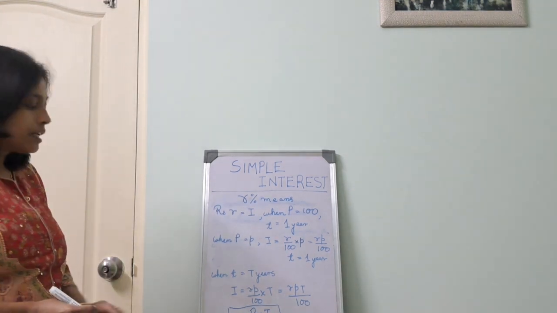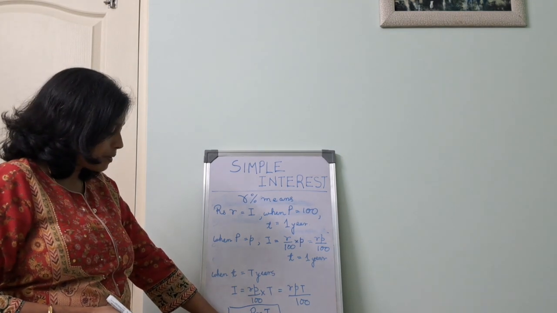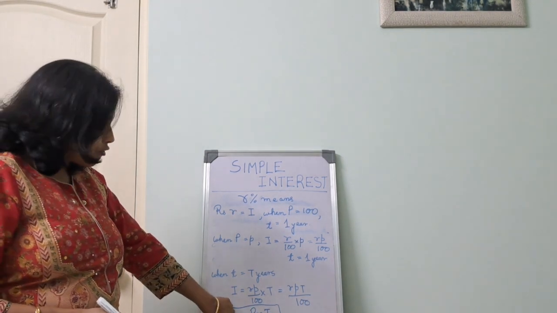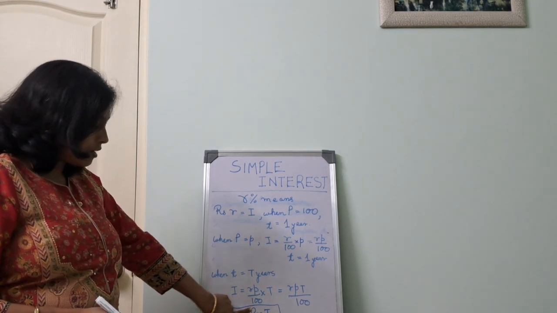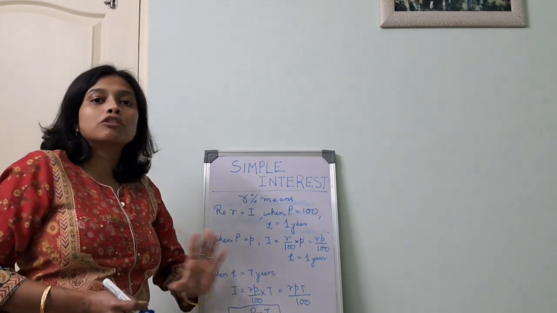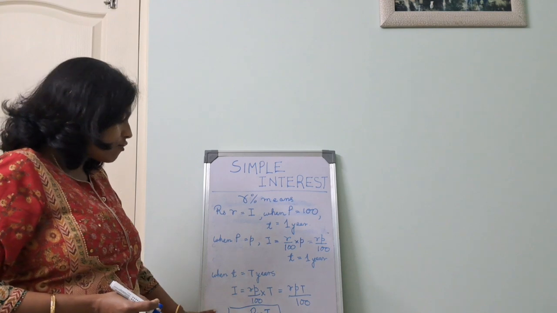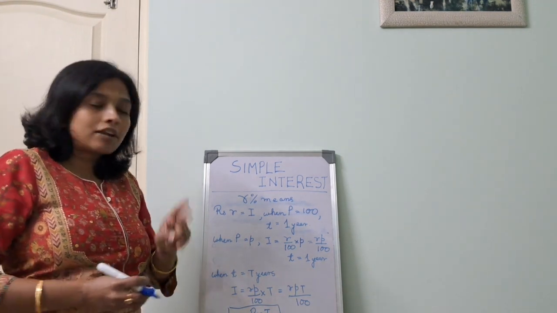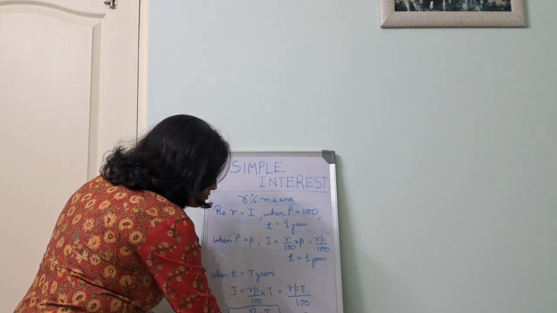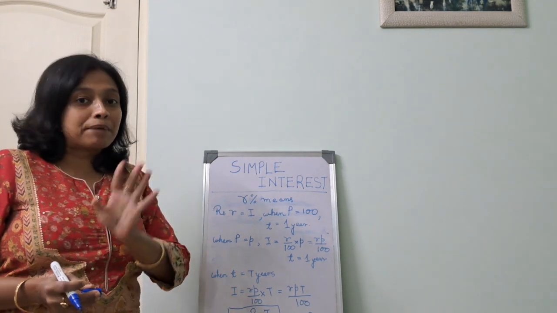Okay. Now, since we know interest is equal to PRT by 100, when you know P, R, T, you can find I. If you know P, R and I, you will be able to find T using the same formula. You don't need to memorize different formulas for T, R and P. One formula is sufficient. The second formula that we had learned is A is equal to P plus I. That means I is also equal to A minus P.